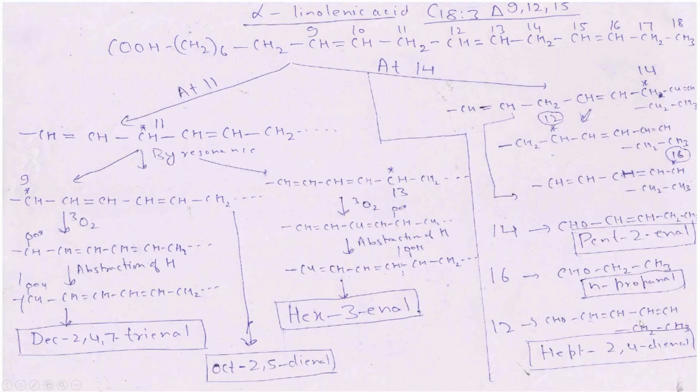Okay, now coming to alpha linolenic acid. Alpha linolenic acid has the structure 18:3, with a double bond at 9, a double bond at 12, and a double bond at 15. This is the structure, very simple to write.